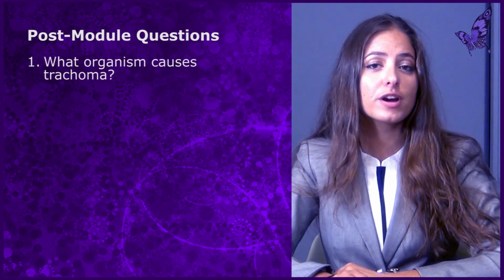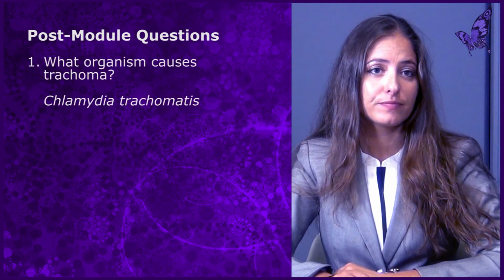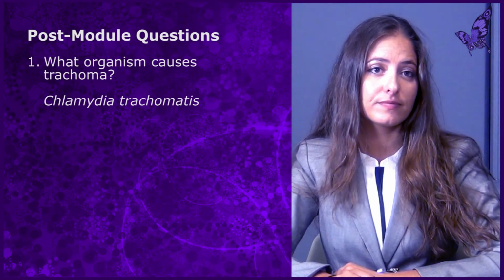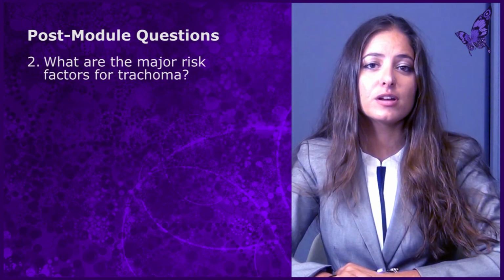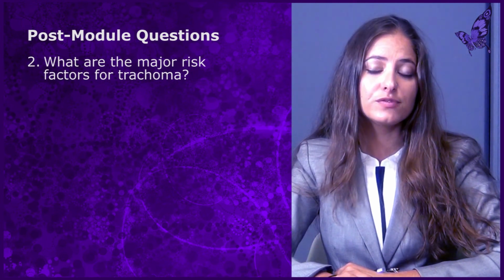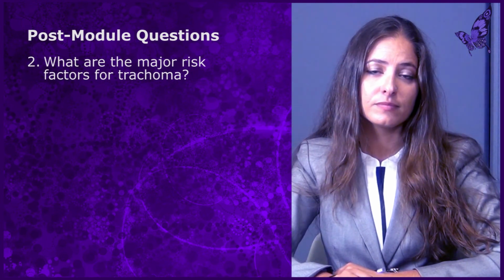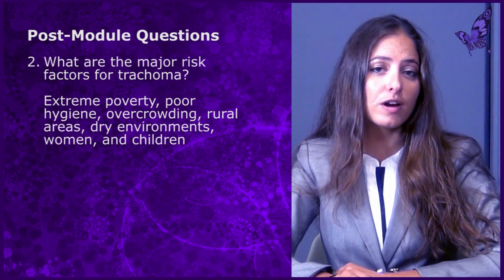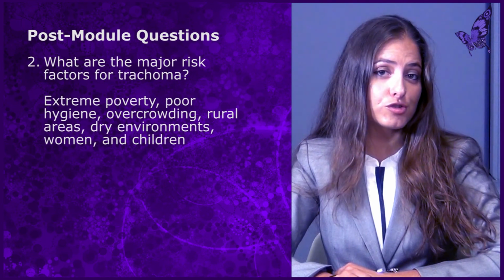Let's turn now to the questions from the beginning of the module. Question number 1. What organism causes trachoma? The answer: Chlamydia trachomatis. Question number 2. What are the major risk factors for trachoma? The answer: extreme poverty, poor hygiene, overcrowding, rural areas, dry environments, women and children.